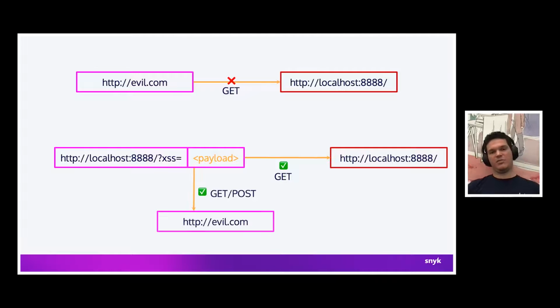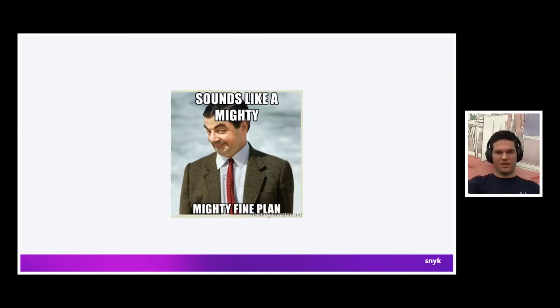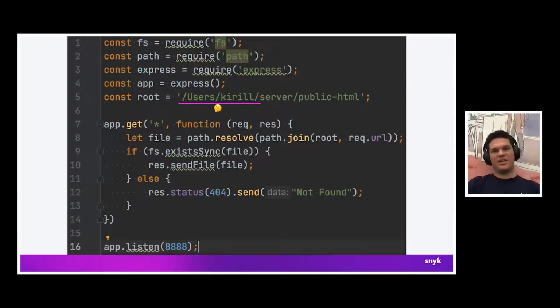And we can make GET or POST requests to evil.com, because we can explicitly allow any domain on evil.com to make requests to it. Sounds like a good plan, right? Now we need to find an XSS vulnerability on our local web server.